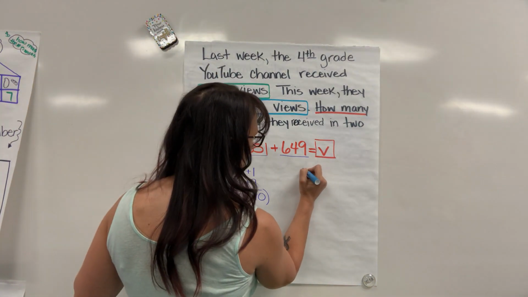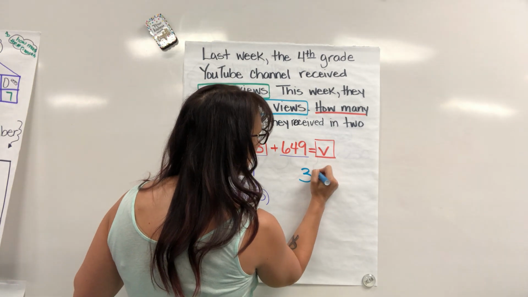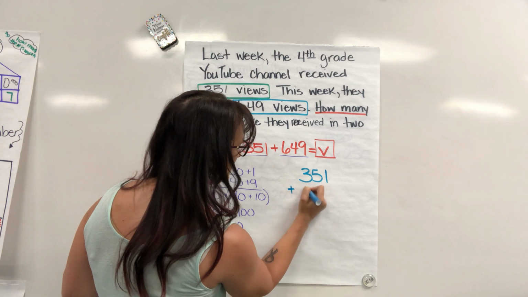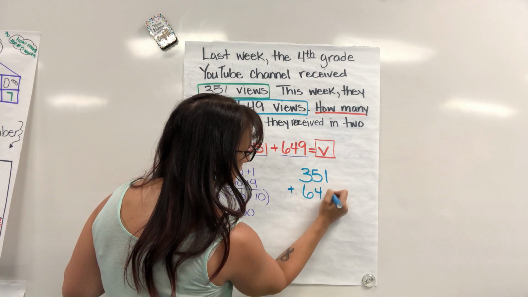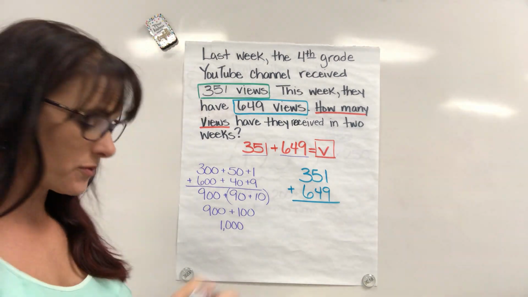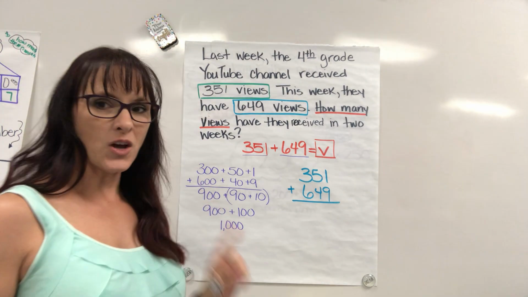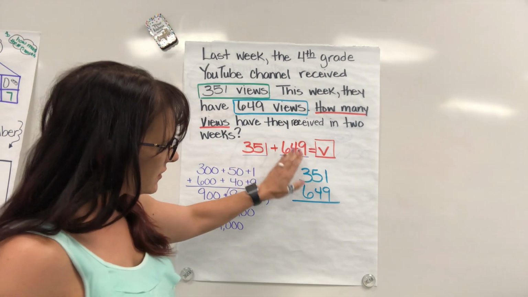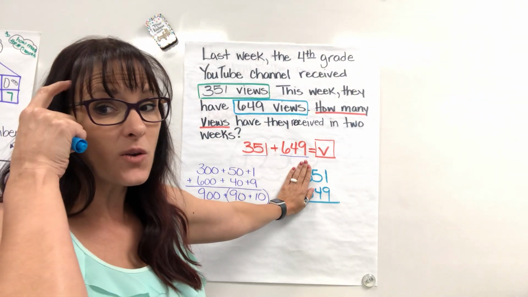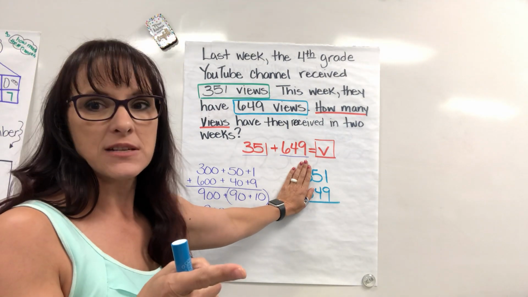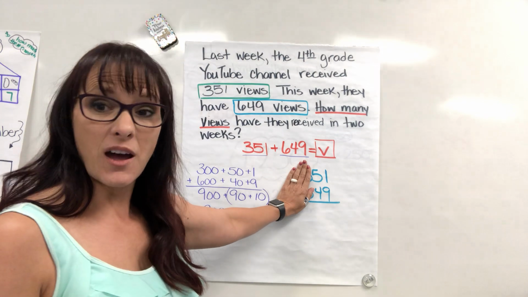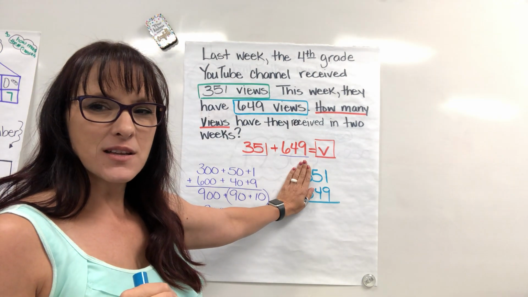So I'm going to stack them like I'm doing a traditional regrouping. However, I noticed something. When I look at just that 51 and that 49, I know something about adding 50s. And I know when I put two 50s together, it's going to give me 100. Okay, did anyone else think of that?